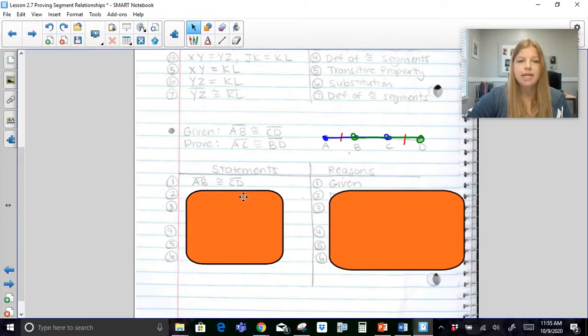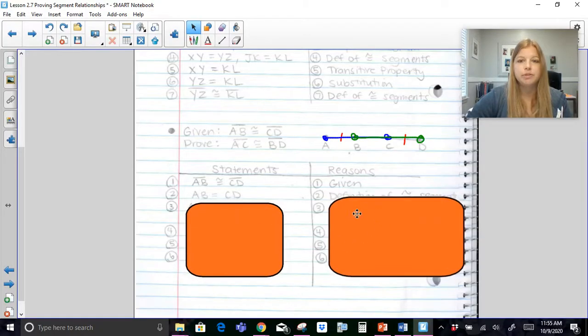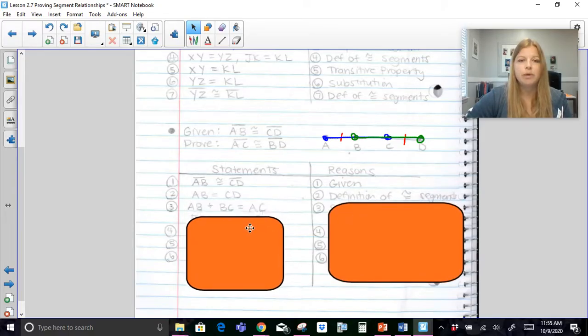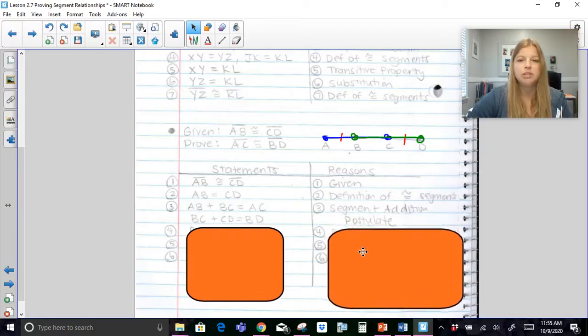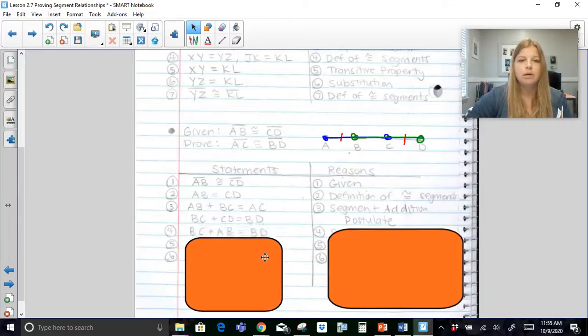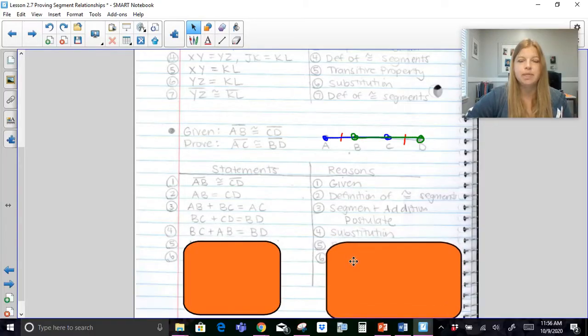We are given our first statement. We then talk about their measures being equal to each other. Okay. We are then going to go ahead and use the segment addition postulate to break it apart. So AB plus BC equals AC. BC plus CD equals BD. We are then going to be able to take, let's say, the second statement. And since we know that AB is equal to CD, we can replace the CD with this AB. So BC plus AB equals BD. That is on substitution.